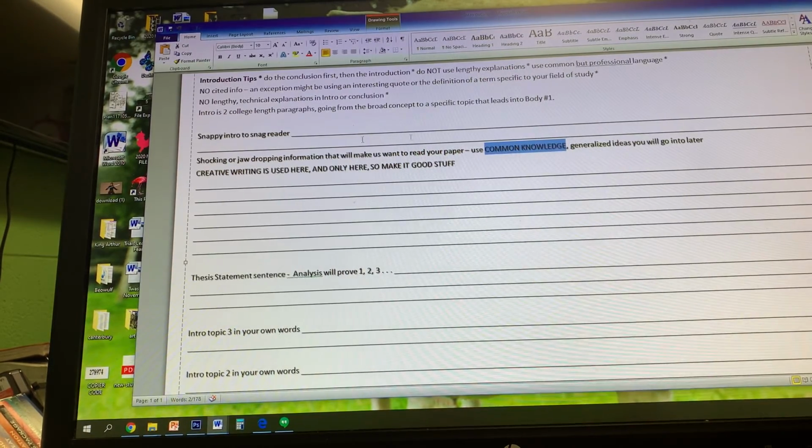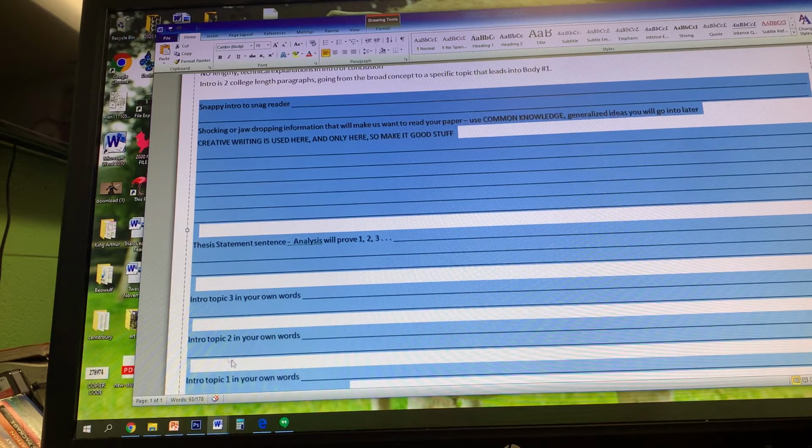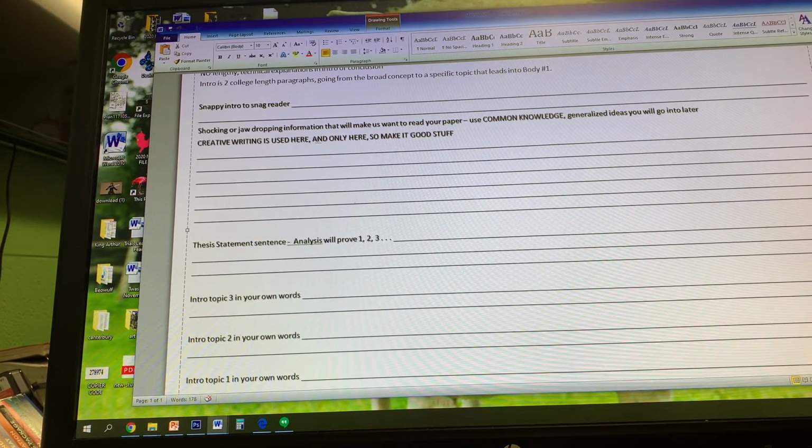You don't want to cite anything in your entire introduction or conclusion. These should be general ideas down here and general ideas here, nothing specific. But here's where you get to do your creative writing, so make it good. You're going to use that common knowledge. You're going to use general ideas that you remember from all of the reading that you did. You are going to include shocking information or jaw-dropping information, stuff that makes us want to read.